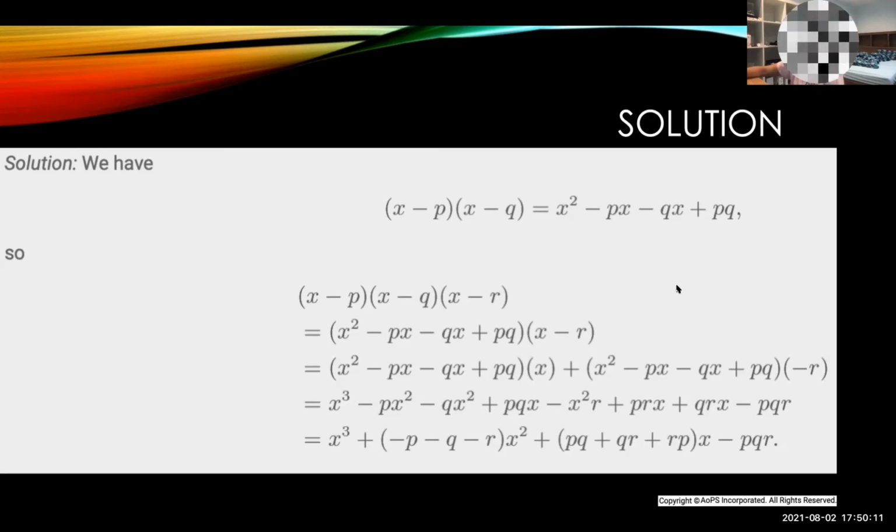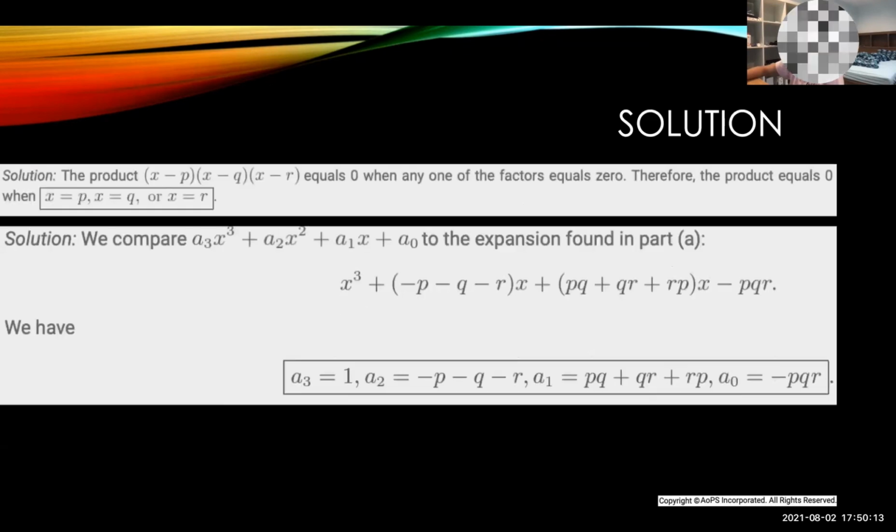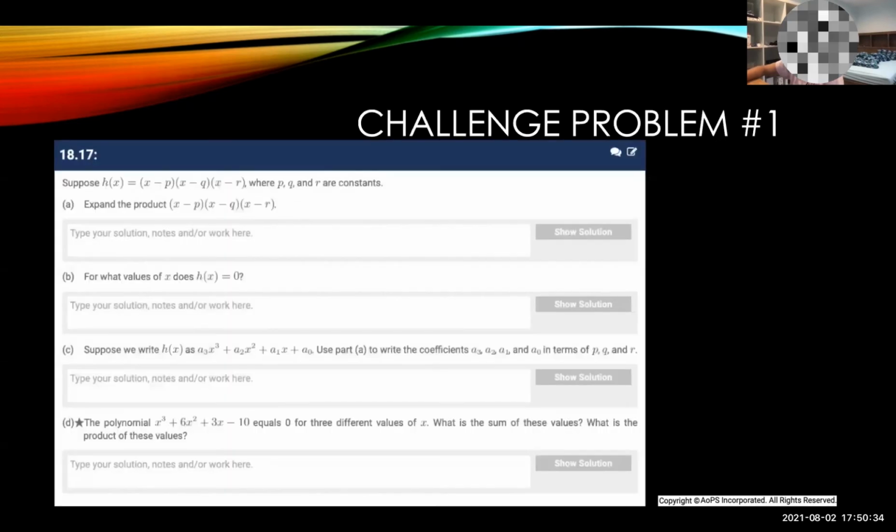Okay. For the next problem, B, it asks when does h of x equal 0. All the products, it's already in this form, so you can just say x equals p, q, or r.